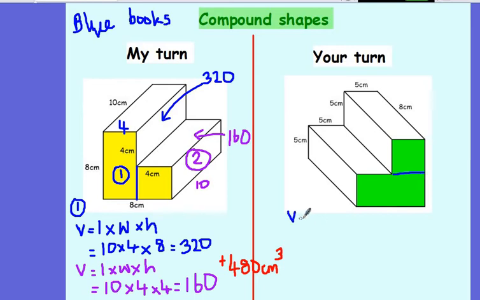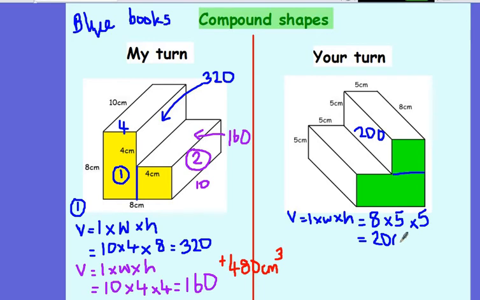We need the volume to be equal to the length times the width times the height. Looking at this top cuboid, my length we've been given is 8. My width across here is 5. And my height here is 5. So my volume of my top cuboid is 8 times 5 times 5, which gives me what, Bradley? 200. Great. So the volume of this bit is 200.